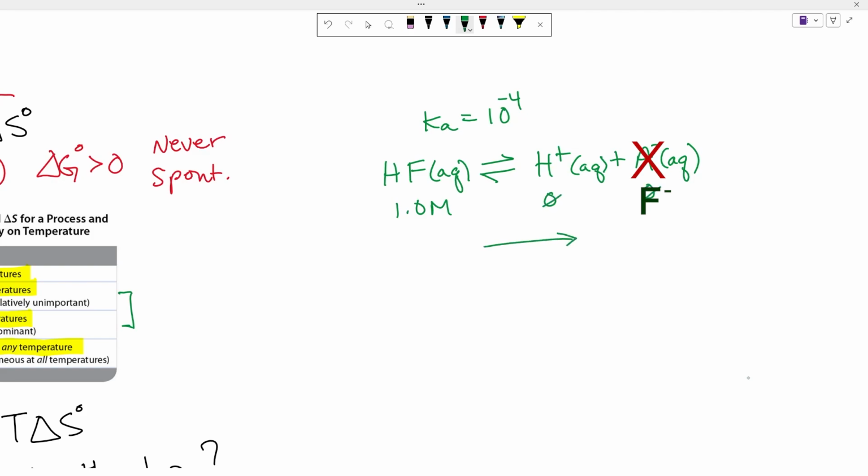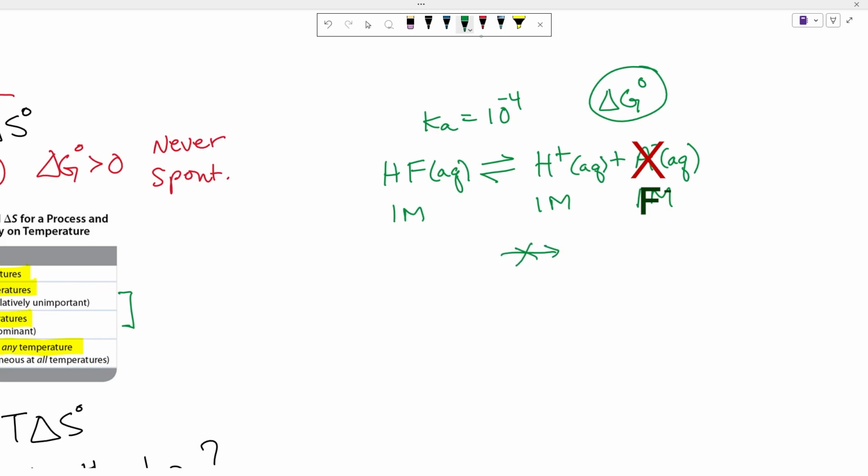But those are not standard concentrations, right? So if we put in standard concentrations, which is 1 mole per liter here, 1 mole per liter here. So if we start with all concentrations standard, that's what that delta G means, the standard delta G means 25 degrees, all concentrations are 1 mole per liter. This is not going to move to the right.